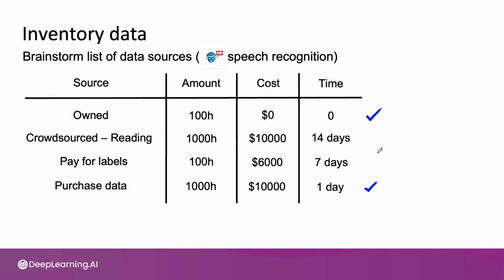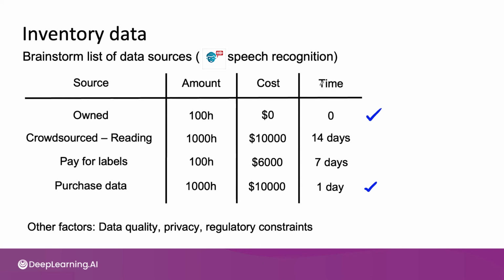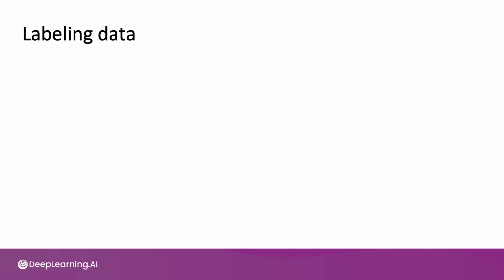going more quickly. In addition to the amount of data you can acquire and the financial costs and the time costs, other important factors that are application dependent will include data quality, where you may decide, for example, that paying for labels actually gives more natural audio than having people sound like they're reading, as well as, really importantly, privacy and regulatory constraints. If you decide to get data labeled, here are some options you might think through as well.